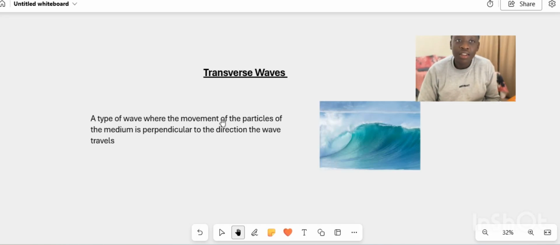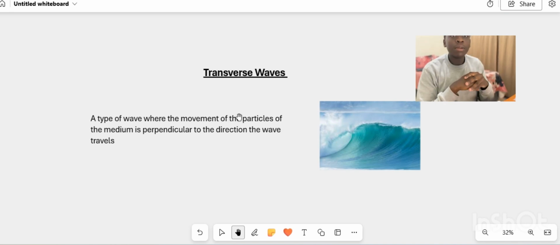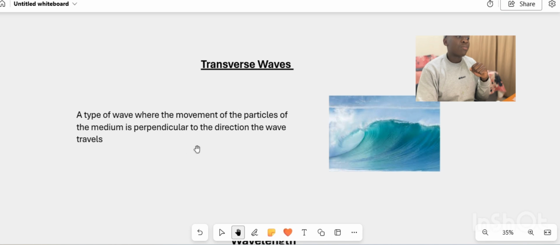Today we are back here to learn about transverse waves. First and foremost, I would like to reiterate this definition. I want it to stick inside your mind, because these definitions can help you a lot to gain more marks on your examinations. So what is a transverse wave? It is a type of wave where the movement of the particles of the medium, remember, they move perpendicular to the direction of the wave. Hopefully that is understood.